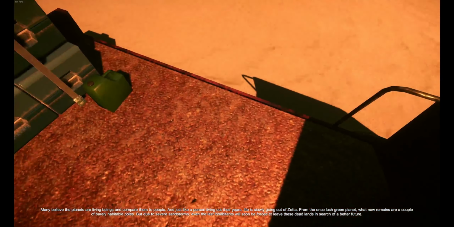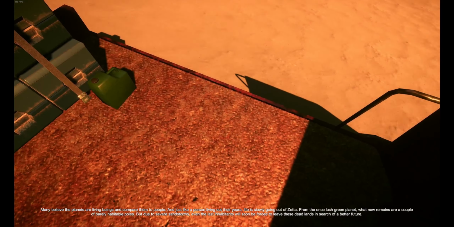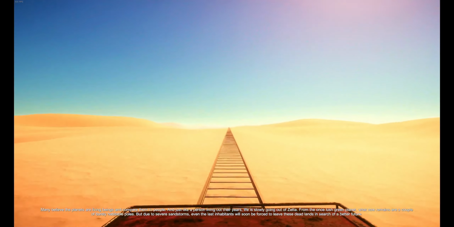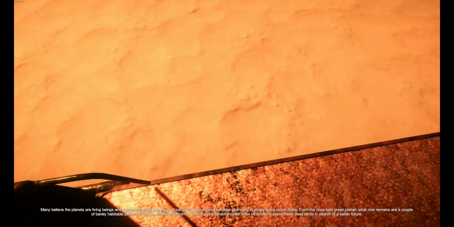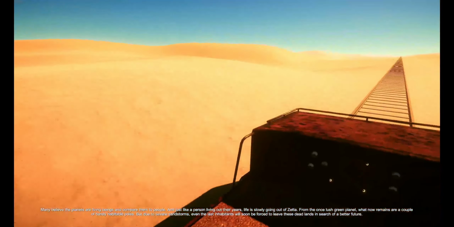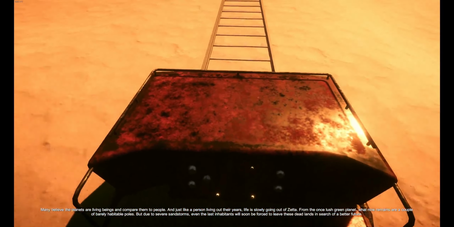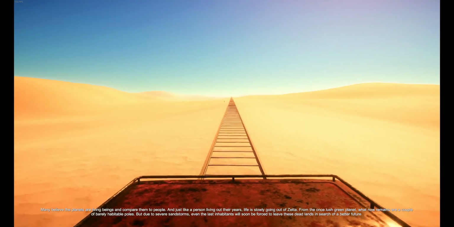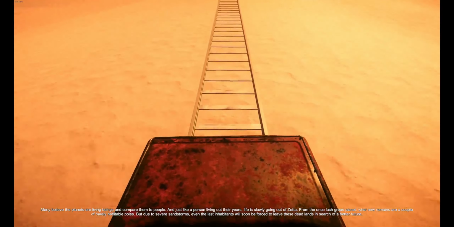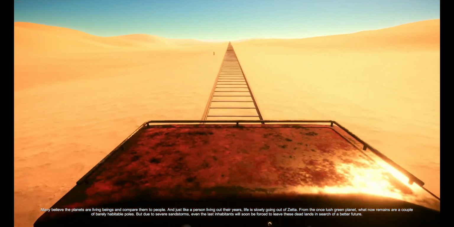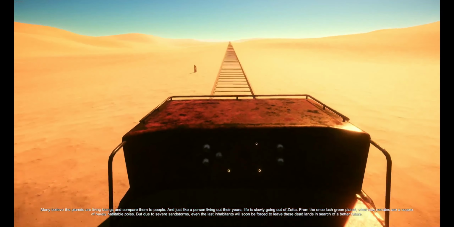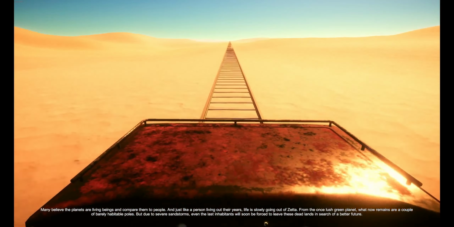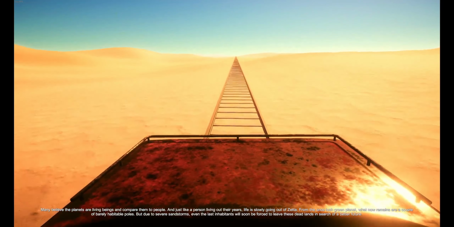Many believe the planets are living beings and compare them to people. And just like a person living out their years, life is slowly going out of Zeta. From the once lush green planet, now what remains are a couple of barely habitable poles. But due to severe sandstorms, even the last inhabitants will soon be forced to leave these dead lands in search of a better future.